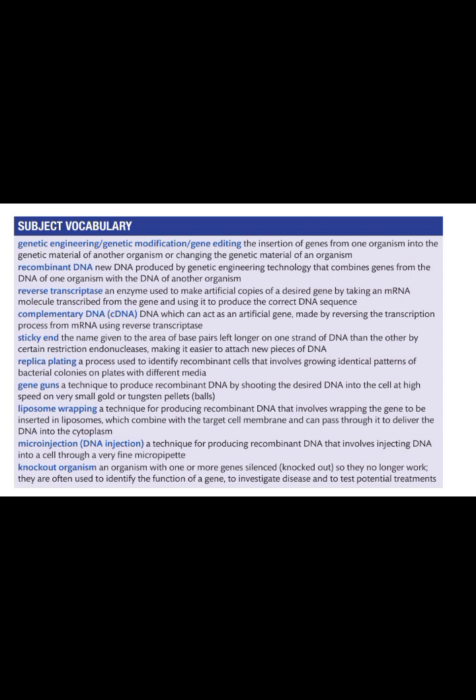Subject vocabulary is basically helping us to figure out what genetic engineering is, what genetic modification is, and genetic editing; it's all the same thing. So insertion of any gene from one organism into another organism, by changing somehow its genetic makeup. Because if we want to remove some disease from an individual, if we want to remove any infection, we can also go through it. If we want to add any development or aiding genes particularly, we can add them.